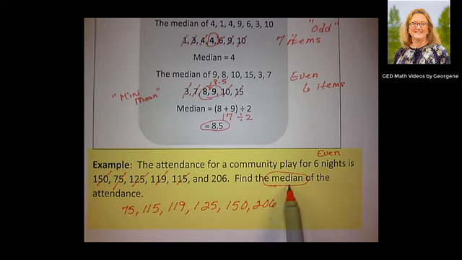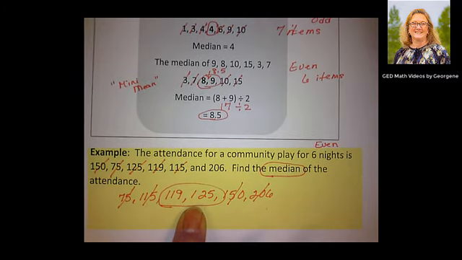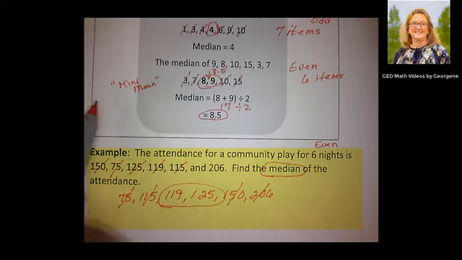Now we're going to find the median. We've arranged all this information in numerical order. We're going to find that middle number. We know we're going to have 2 in the middle because it's an even number here. So those 2 numbers in the middle are 119 and 125, and maybe we can figure out right away what that number is. But if not, we have to do the little mini mean here.